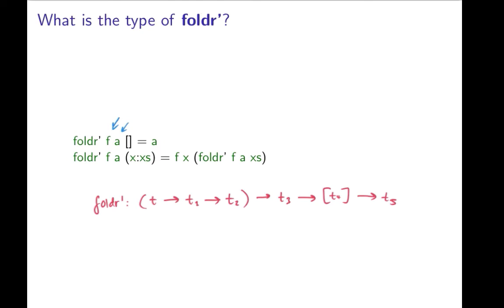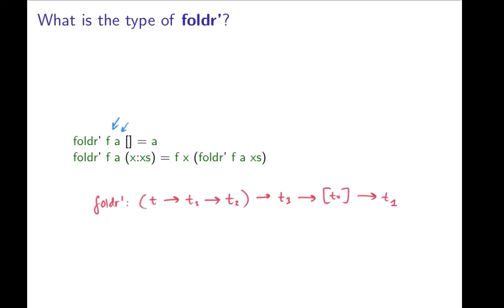We can see from the first clause here that the result type of foldr is a type of A, so that's type of T1. So this is really T1. So that's the first thing we notice.